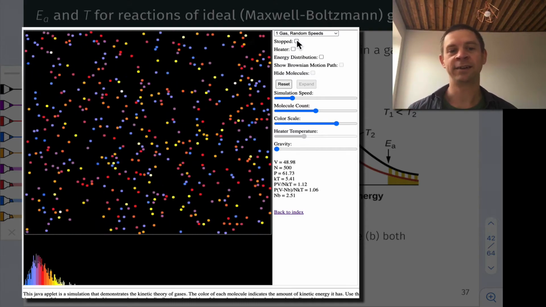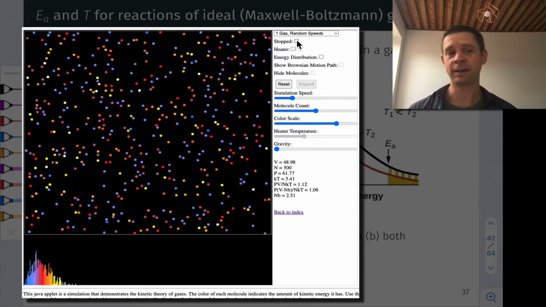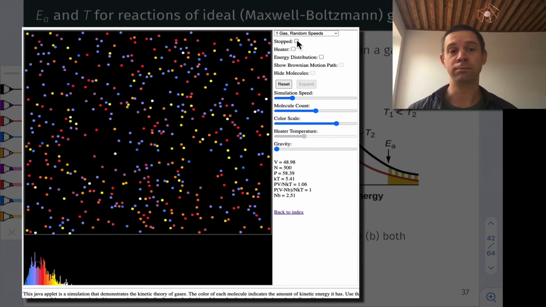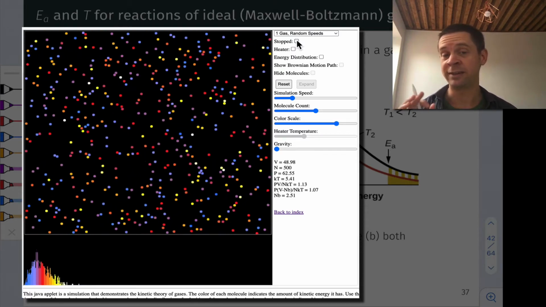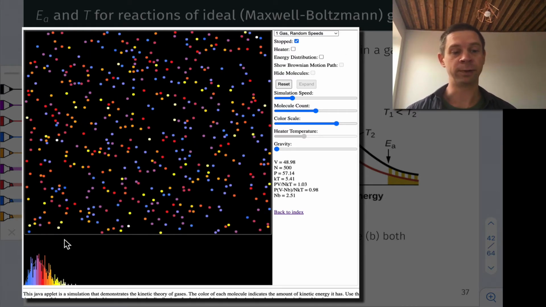One of the key ideas from the ideal gas model in the kinetic molecular theory is that within a given sample of gas, particles are not moving at a uniform speed. There's a distribution of speeds. And if I pause this simulation briefly, we can see that distribution at the bottom of the simulation. There are many molecules that are moving relatively slowly in colors like blue and purple, and there are molecules that are moving relatively quickly in colors like yellow and white.